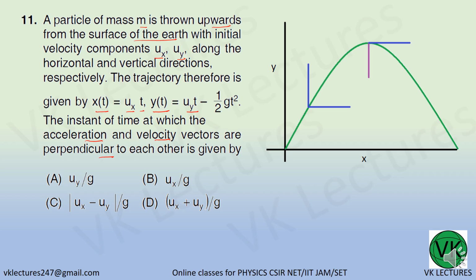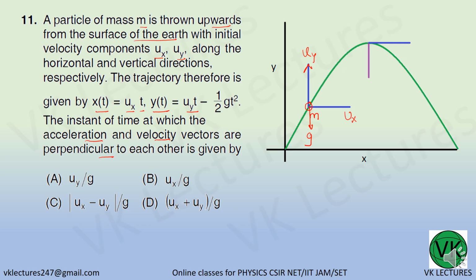Now for example, here you have this mass m which is thrown. This is your velocity direction along y, and this is velocity along x. Now our acceleration will always be in the downward direction, which is gravity. So this gravity will always be downward.